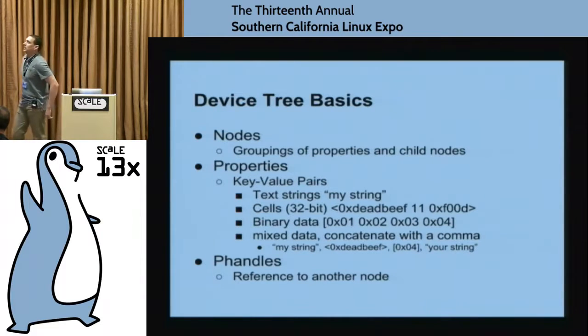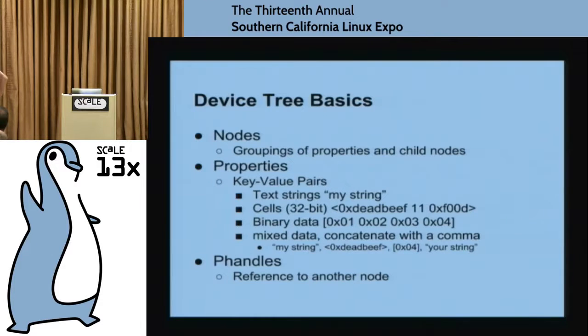All right, so basics of what we have in a device tree. Well, we have nodes. Inside a node you have groupings of properties and child nodes. So again, tree structure. A property is just a key value pair, all right? And there's several types. So you have text strings. That's just an example, right? Nice, common my string, right?